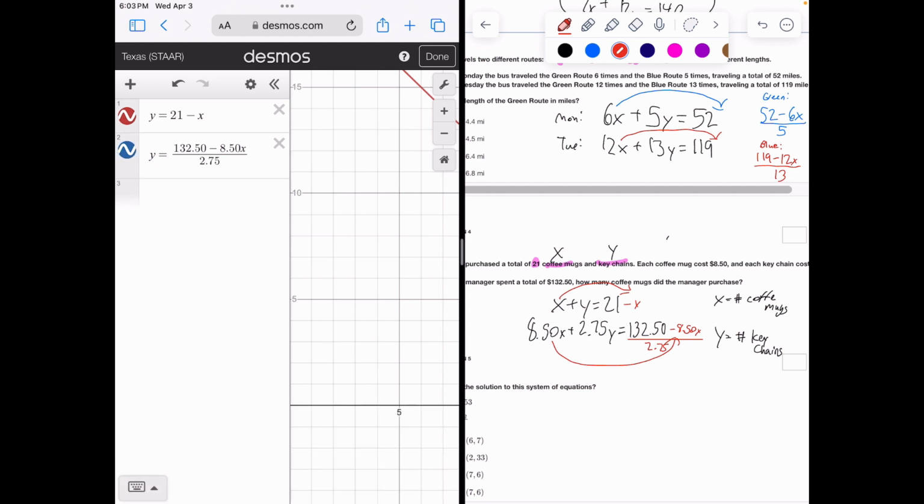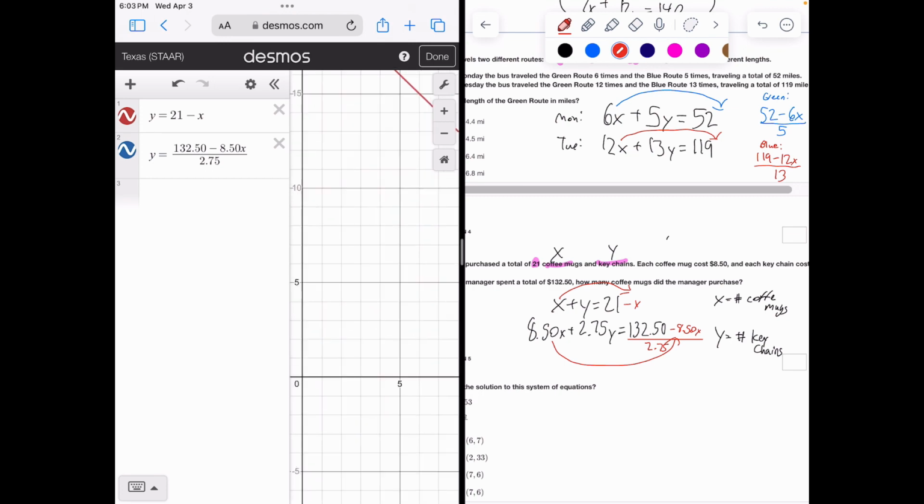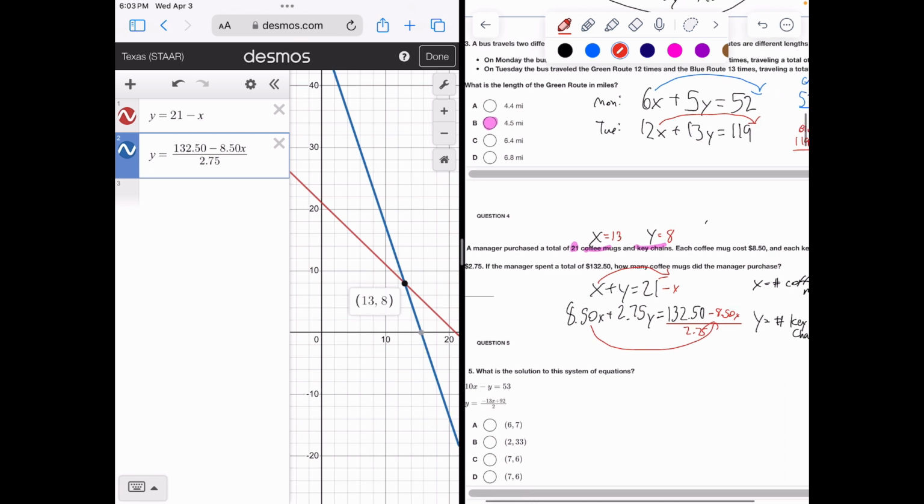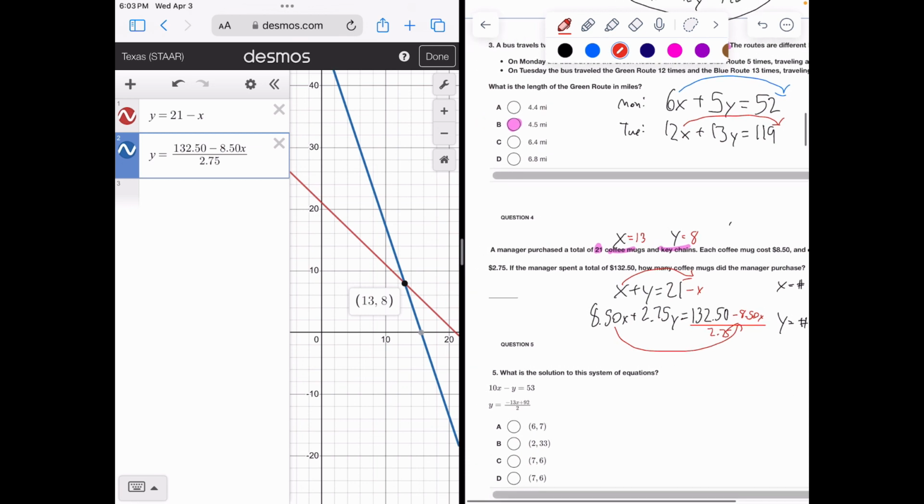And if we zoom out in Desmos, my Desmos is stuck. Up there we go. I have 13 and 8. 13 is the X, 8 is the Y. That means I have 13 X's and 8 Y's: 13 coffee mugs and 8 keychains. What am I looking for here? How many coffee mugs did we purchase? 13. And if you add it together, 13 plus 8, 21.